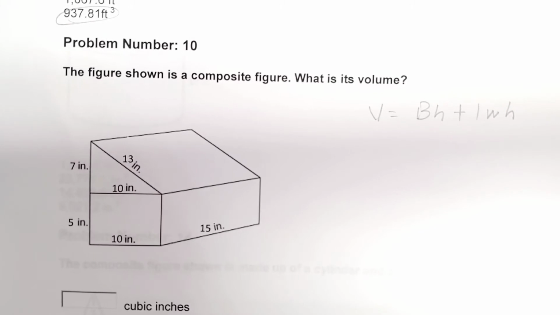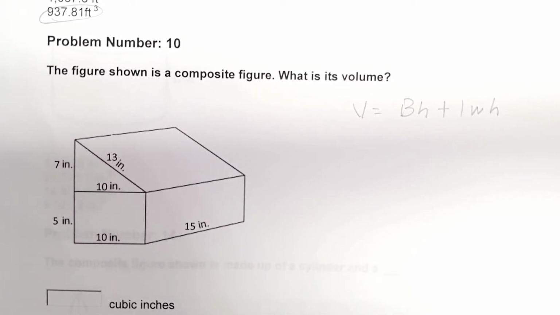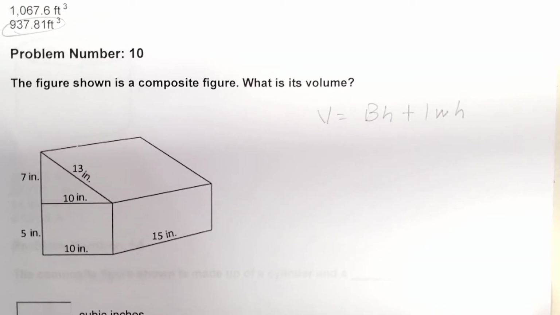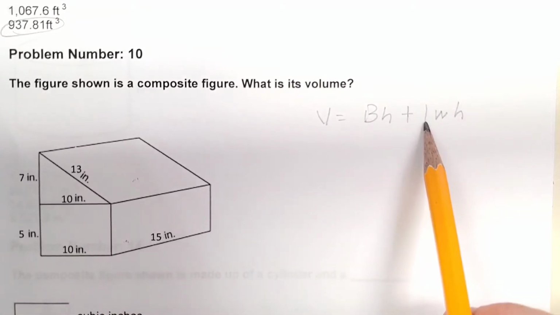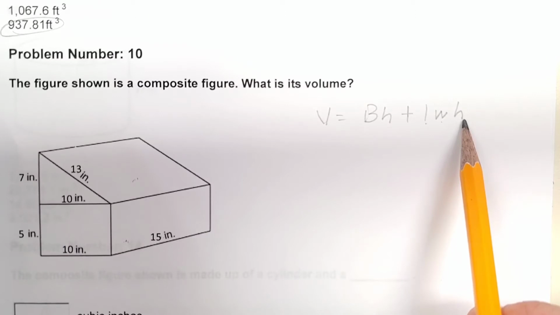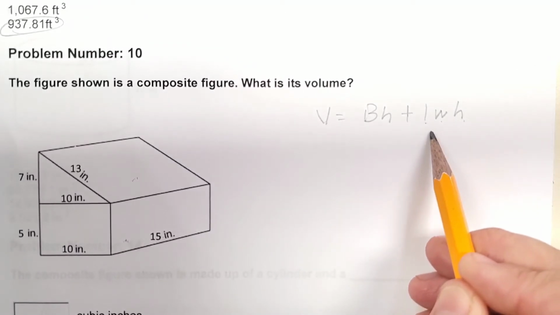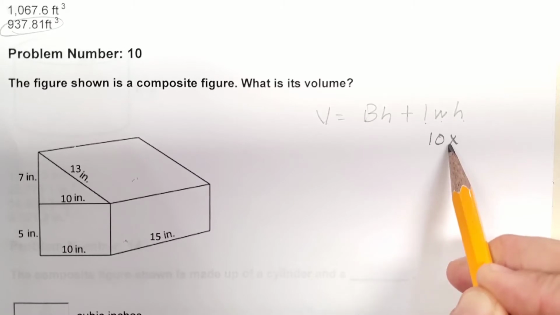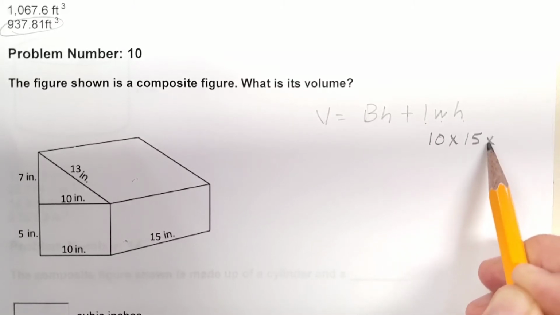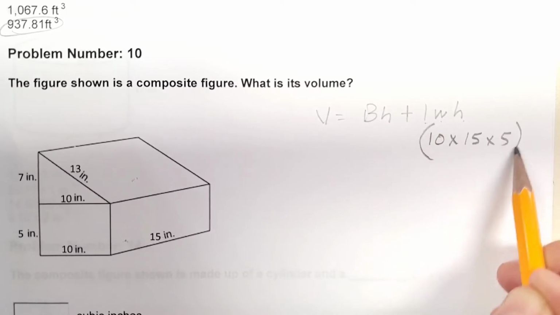Okay, problem number 10 is a composite figure. What is the volume? Do you know what the two figures are? The two figures are a rectangular prism and a triangular prism. Okay? So to find the volume of the rectangular prism, it's easy. It's right here. Length times width times height. So we're going to have length equal to 10 times 15 times 5 for the rectangular prism.